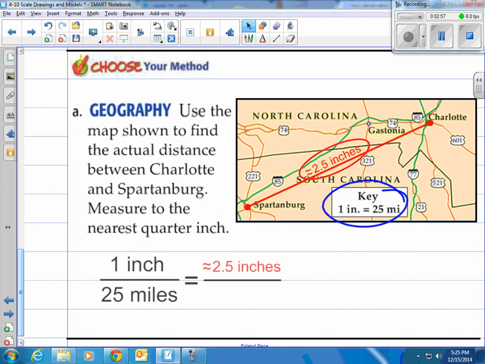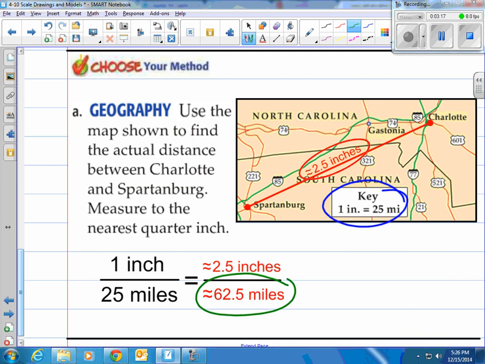So step 1, we got about 1 inch is 25 miles. And then I measured it for you. It's 2.5 inches. So how far is 2.5 inches in reality? It's about 62.5 miles. And I kept that there, but this is the actual answer. It's about 62.5 miles.